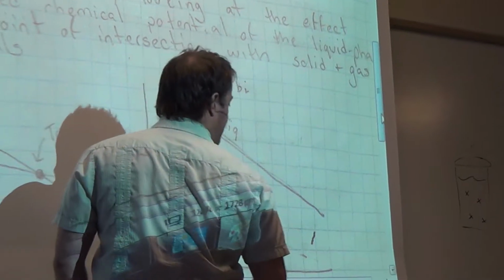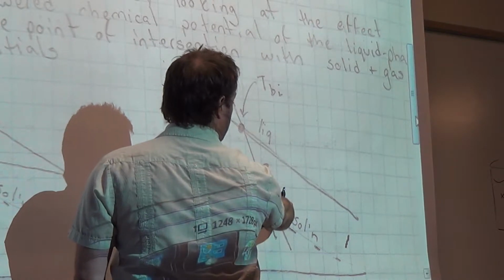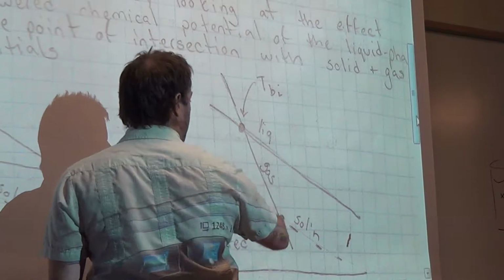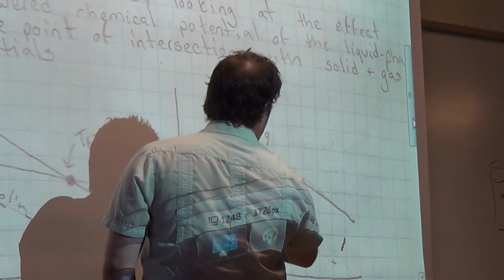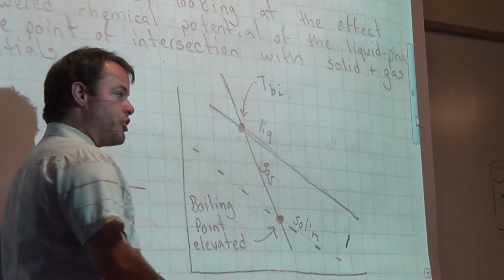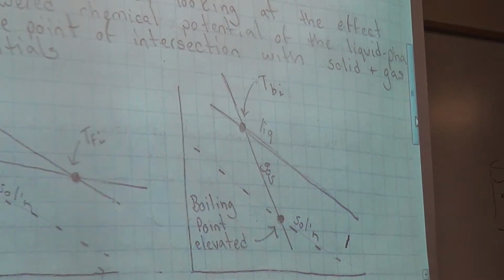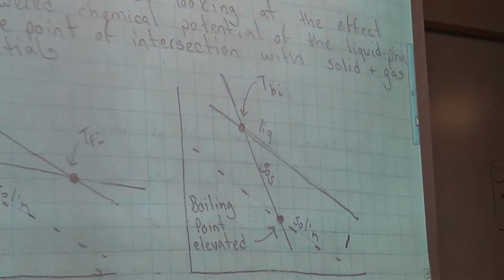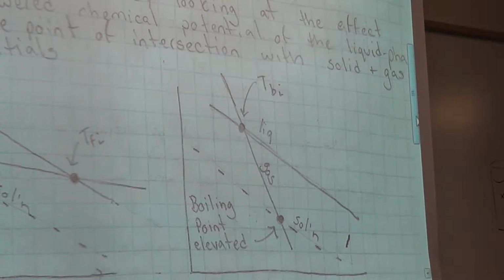Our liquid phase and our gas phase chemical potential curves. And again, the gas phase is going to stay constant. The chemical potential of the liquid phase is going to drop. This is for a non-volatile solute. And the point of intersection of the two curves changes and shifts to a higher temperature. And so the suggestion is that the lowering of the chemical potential of the solvent by dissolving the solute into it has shifted the boiling point temperature to a higher temperature.